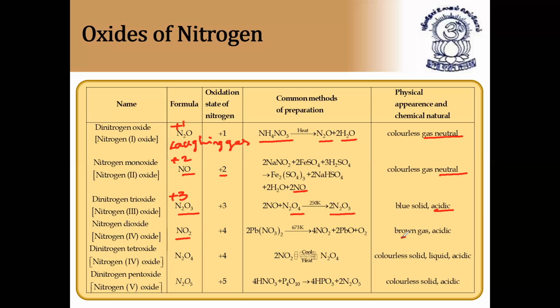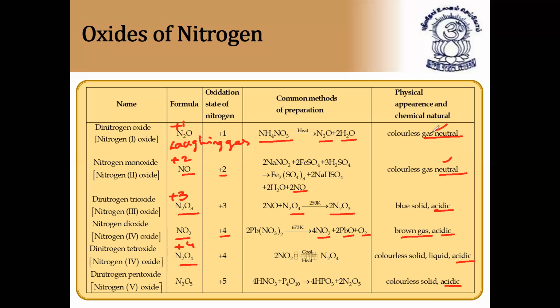And next, we have nitrogen dioxide gas. It is a brown colored gas, acidic in nature. The oxidation state of nitrogen is +4. Lead nitrate on heating forms nitrogen dioxide, lead oxide, along with oxygen gas. So these are all the preparations. Next, dinitrogen tetroxide. The oxidation state of nitrogen is +4. So the +3, +4, +5 states are acidic in nature, whereas the +1, +2 states are neutral in nature.